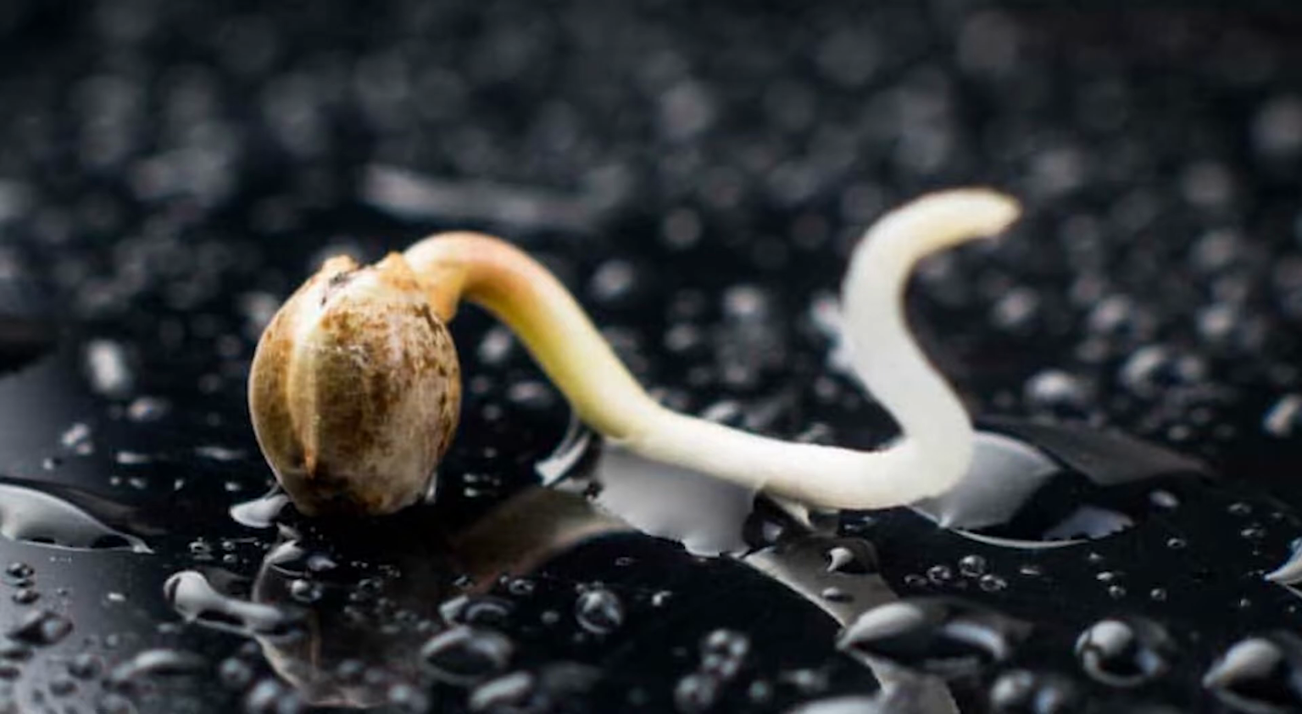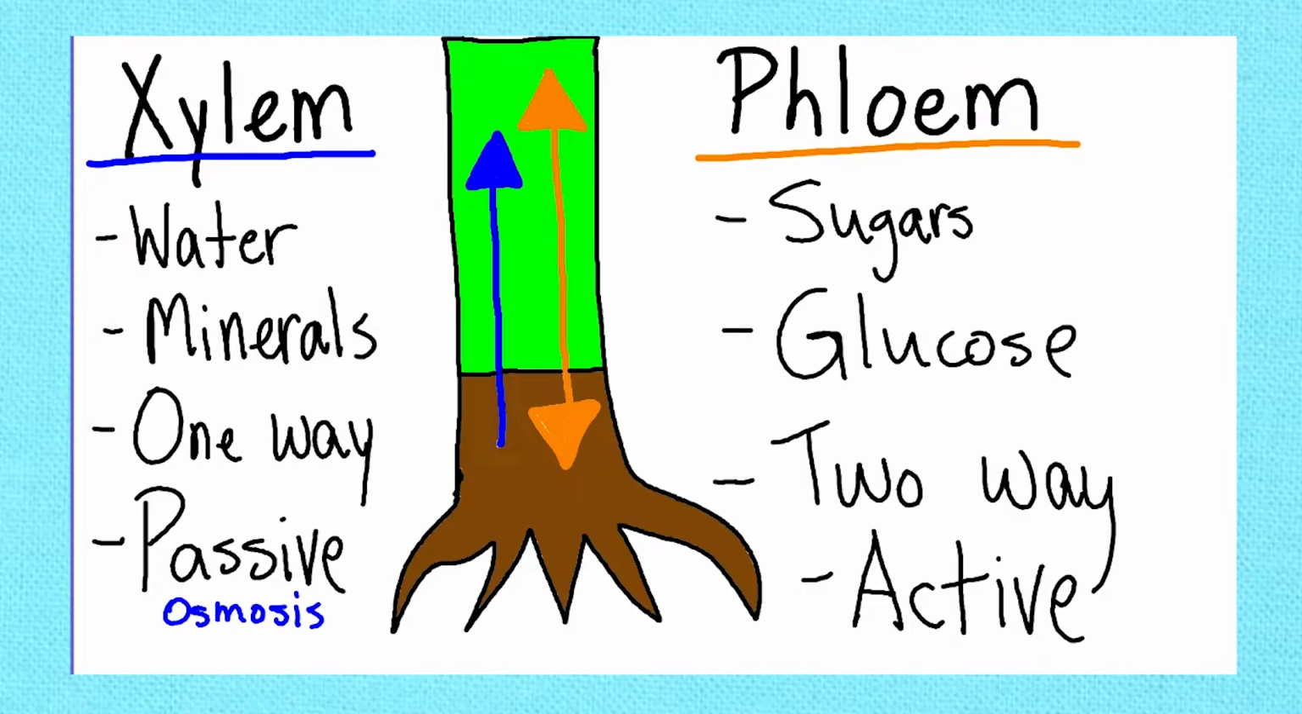And then finally, the most important tissue, I think, for this unit is the vascular tissue. This is your xylem and phloem. If you look at this picture here, the xylem is these little tubules that go from the roots all the way up to the rest of the plant. They transport water and stuff dissolved in water like minerals, but it's a one-way street. It's also passive, which means it's not going to need energy.